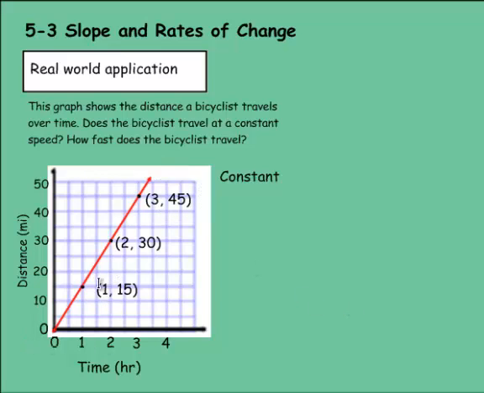Remember, slope is rise over run, or change in y compared to change in x. So y went from 15 to 30, so that would be a change of 15. 30 minus 15 is 15. The change in x was only 1. So rise over run would be 15 over 1. The slope is 15, and we're going to say 15 miles per hour. 15 miles per hour, and that would be your slope. So if it was 3 hours, it would be 3 times 15, which would be 45. So the slope does work in this situation.